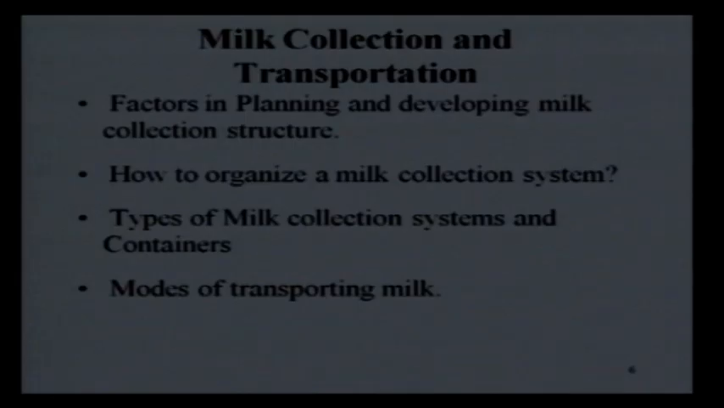So after going through this unit, you will be able to identify what are the factors in planning and developing milk collection structure. The second aspect which you will be learning is how to organize a milk collection system. The third is types of milk collection systems and containers, and what are the different modes of transporting milk. So these 4 aspects are very exhaustively covered in this unit. And after going through the unit, if you are an entrepreneur or if you are working as supervisor in a cooperative society, you will be able to undertake these activities. So we will take one by one.